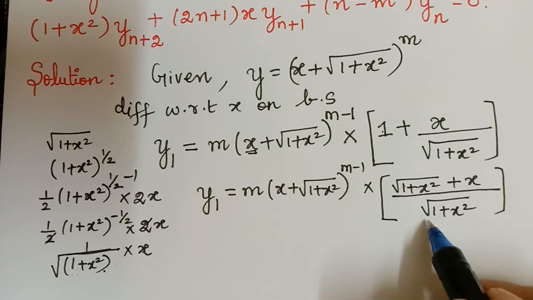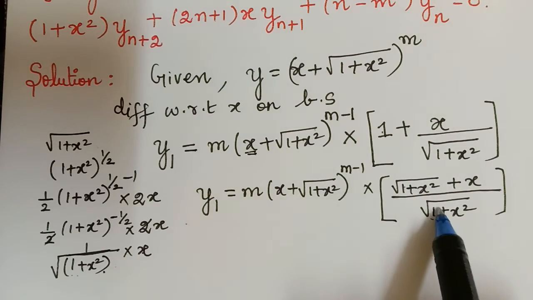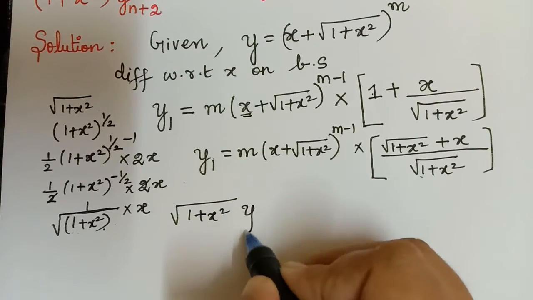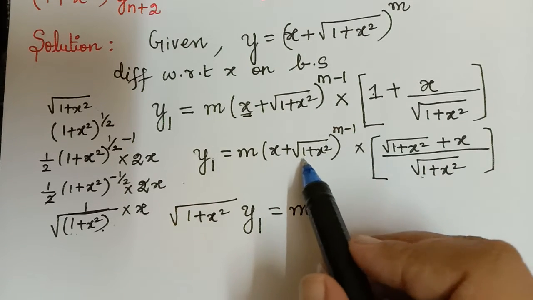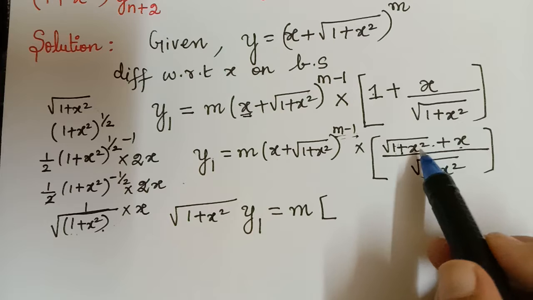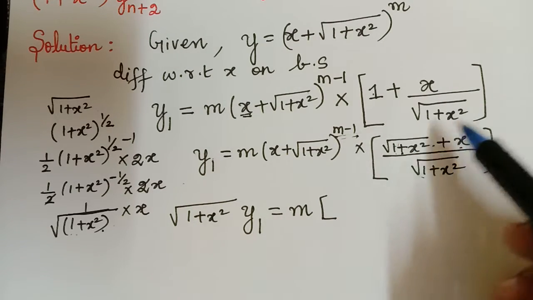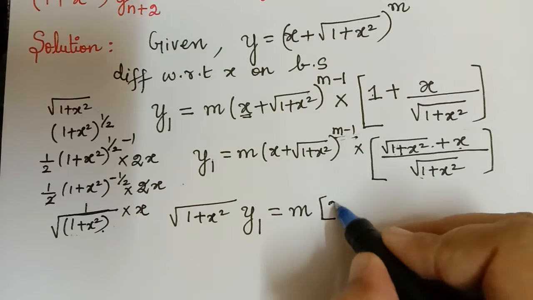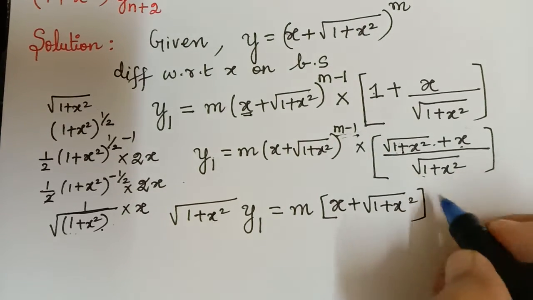Now we can bring this square root of 1 plus x squared, which is in the denominator, to the left hand side by cross multiplying it along with y1. So this gets multiplied with y1 and it becomes square root of 1 plus x squared multiplied with y1 equal to m multiplied with, now if you see here, we have (x plus square root of 1 plus x squared) the whole power m minus 1, and this is also the same only, x plus square root of 1 plus x squared. So the powers can be added for this. Here the power is m minus 1 and here the power is 1. So when it is added, it will become m minus 1 plus 1, which will be m. So this will be (x plus square root of 1 plus x squared) with the power m minus 1 plus 1, which will be m.